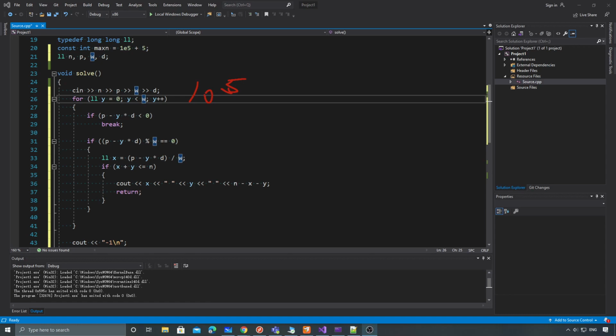Yep, I think that's pretty much everything I want to talk about for this problem. I would say it's a math problem, and it's very interesting.